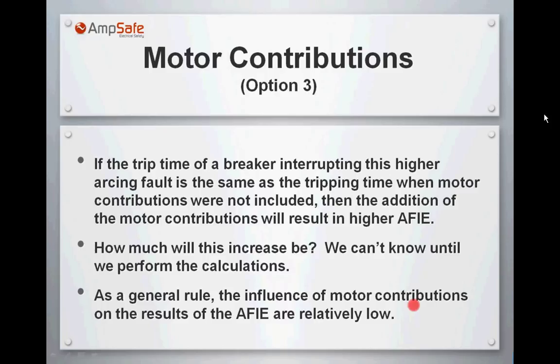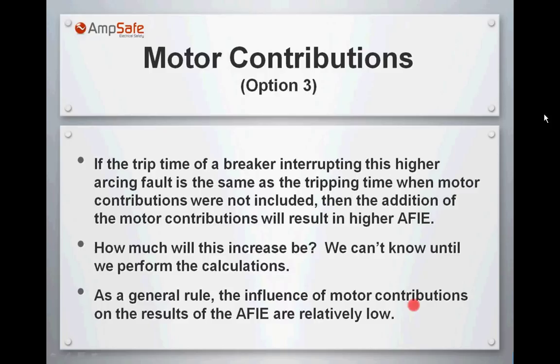How many times is the arcing current without the contributions already high enough to be in the instantaneous region of the breaker? Lots of times. So in those lots of times, you're going to have higher energies with the additional contribution. How much? Once we have established that, there's a question: how much will this increase be? We really cannot know until we perform the calculations.